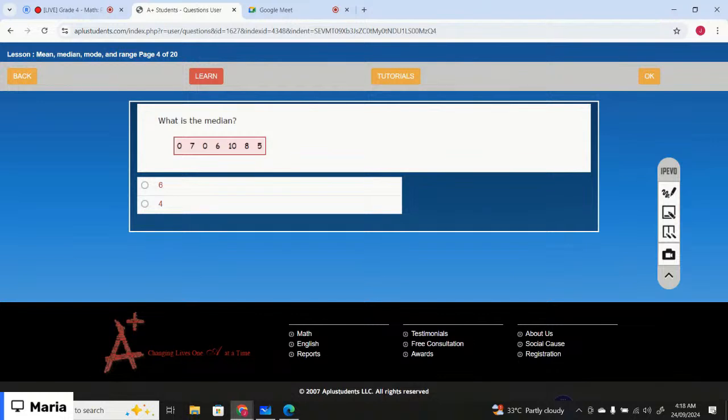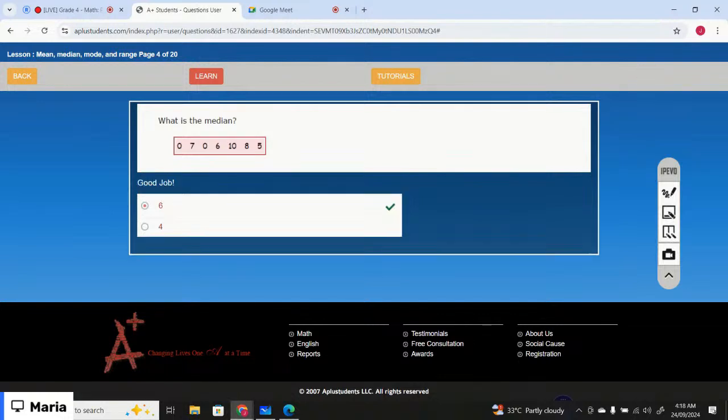Median is the number that divides the data into two equal groups. So that would be 6, I think, because 4 is not in the given data. So the correct option is 6.